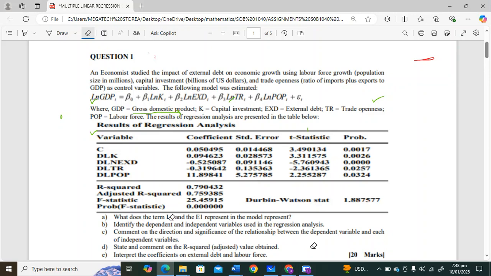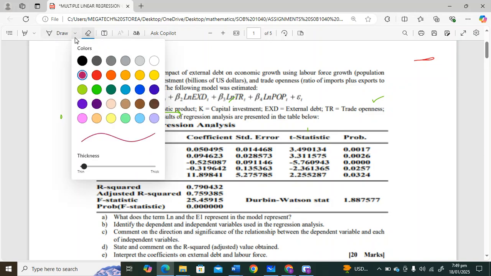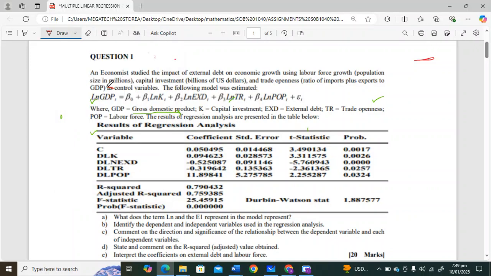Okay, part B, it says identify the dependent and the independent variables used in the regression analysis. So as I said, here the dependent variable is GDP, which is the gross domestic product. This is the dependent one.